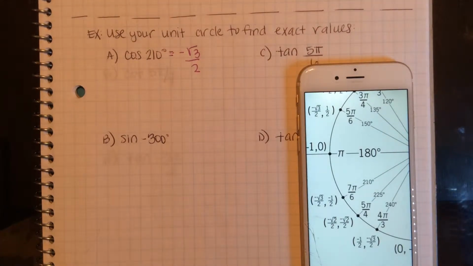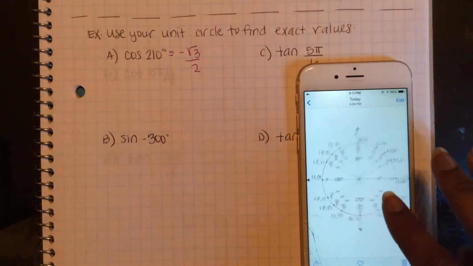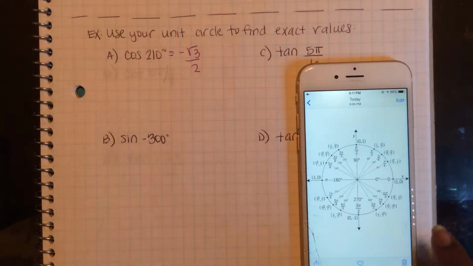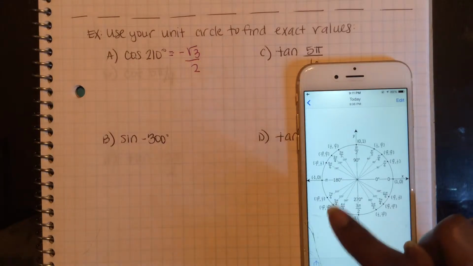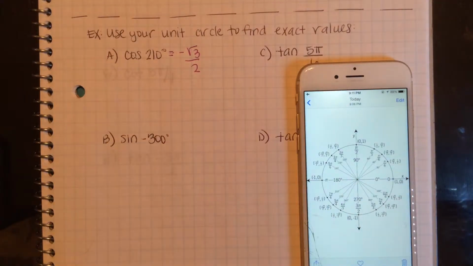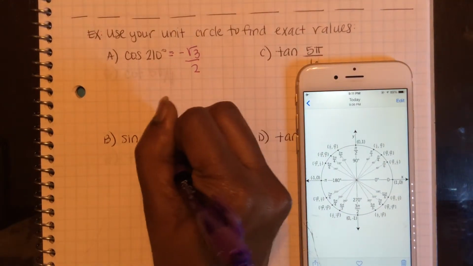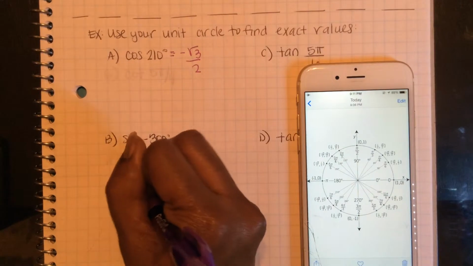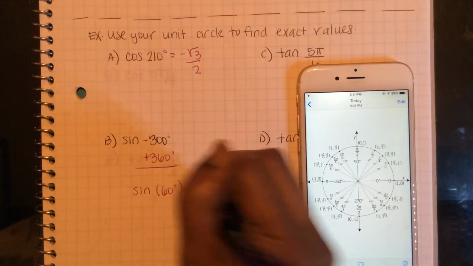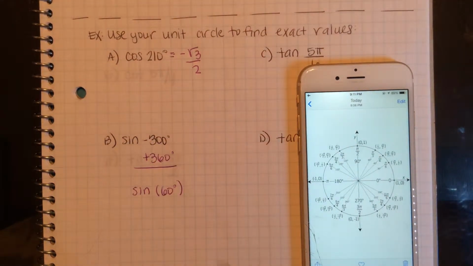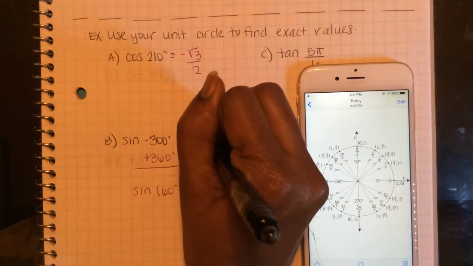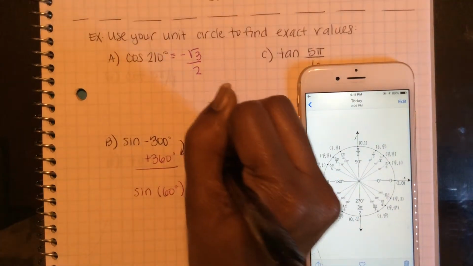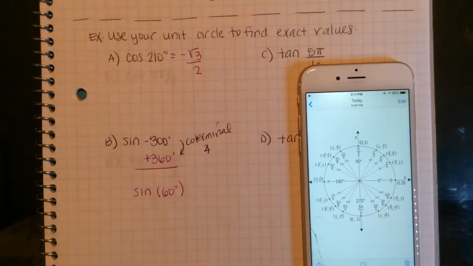Isn't that beautiful? Now, sine of negative 300 degrees is not on this. We only have positive angles. So I'm going to find my positive coterminal angle by adding 360 degrees. So this is really the same as sine of 60 degrees. So when it's negative, I find my coterminal angle, which is in the same exact spot.